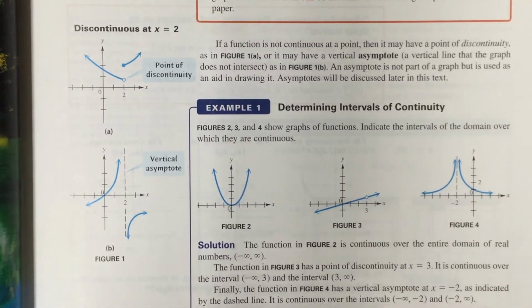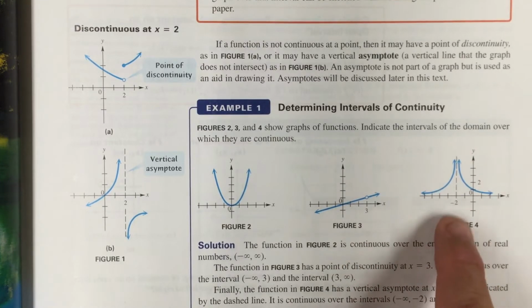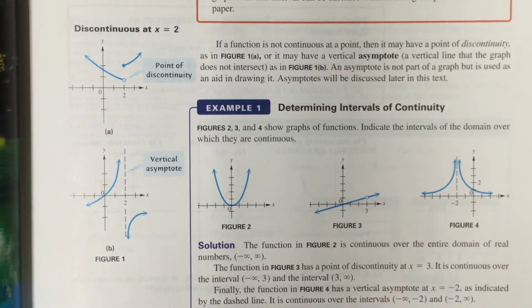And then the last one is continuous all the way until you hit this vertical asymptote at -2. So you can say that there's a vertical asymptote at x is equal to -2, and it has an interval very similar to figure number 3 right there, where it's continuous over the interval -infinity to -2. Once again, that's a parenthesis. And then it goes from -2 to positive infinity, parenthesis, no square brackets, because -2 is not included in either one of these intervals.